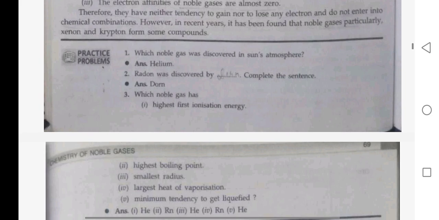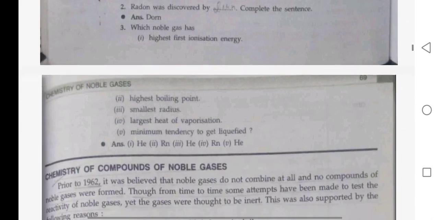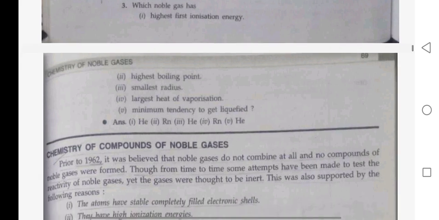Which noble gas was discovered in the sun's atmosphere? Helium. Radon was discovered by Dorn. Which noble gas has the highest first ionization energy? Helium. Highest boiling point has radon. Smallest gradients have helium. Largest heat of vaporization has radon. Minimum tendency to get liquefied: helium.